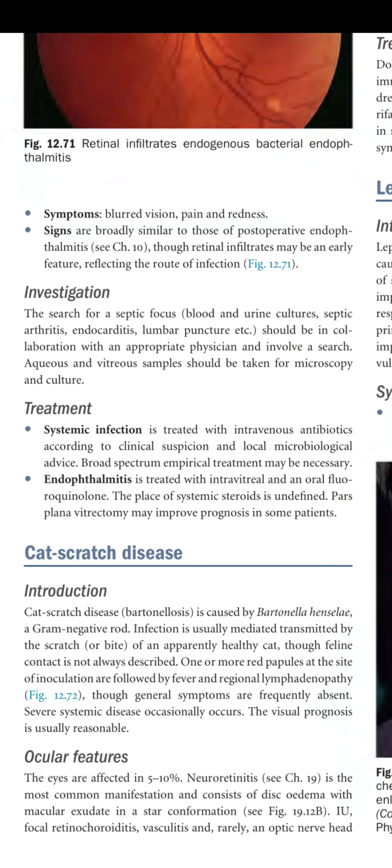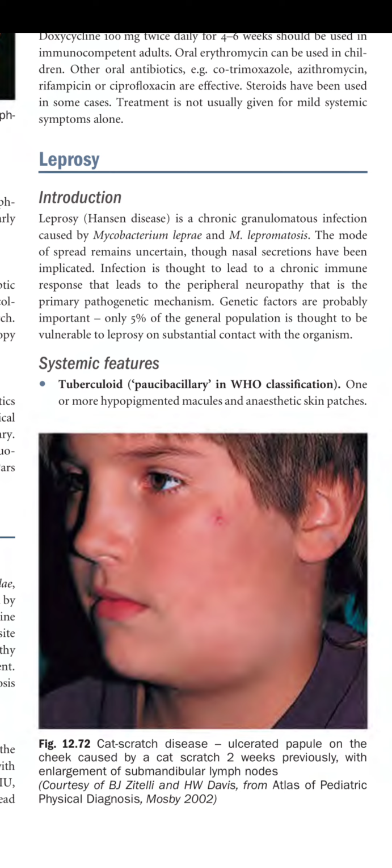So 12.72 is showing cat scratch disease, an ulcerated papule on the cheek caused by a cat scratch 2 weeks previously, with enlargement of the submandibular lymph nodes. So you can see that there is some enlargement here and there is a scratch mark.